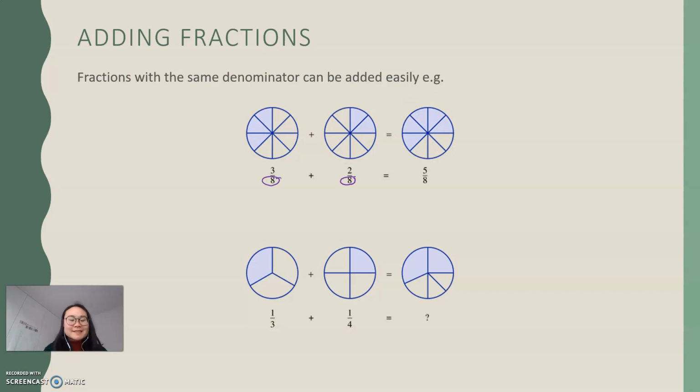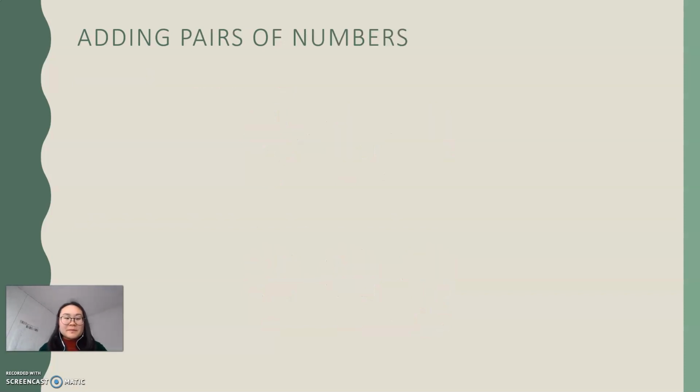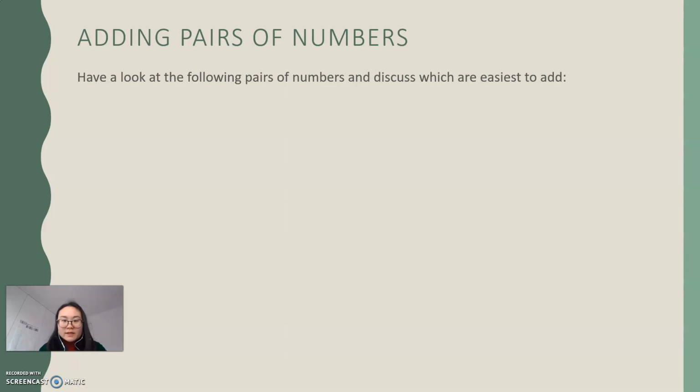Okay, so that's really easy when the fractions have the same denominator, but more often than not, they don't have the same denominator. Adding fractions without the same denominator is not as easy. So if we have a look at this bottom example here, the denominator here is 3, and this one is 4. So they're different now. And if we have a look at the diagrams, I've got 1/3 here, 1/4 here, and if I'm trying to add them together and see how many pieces I have in total, it's a big question mark. It's not very easy to figure out, but it is possible, and we're going to learn how to do that right now.